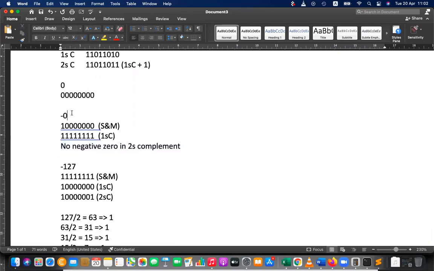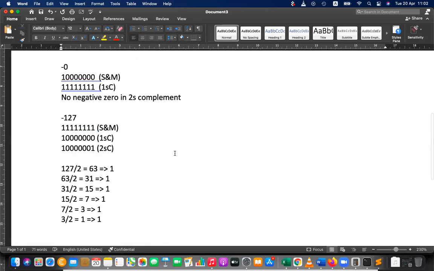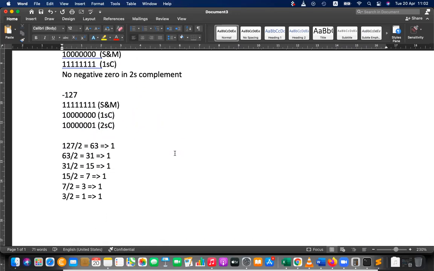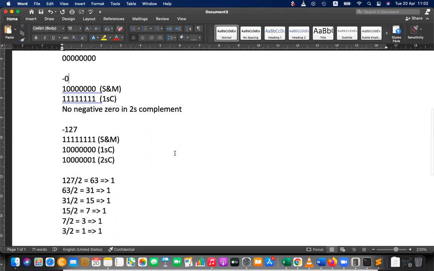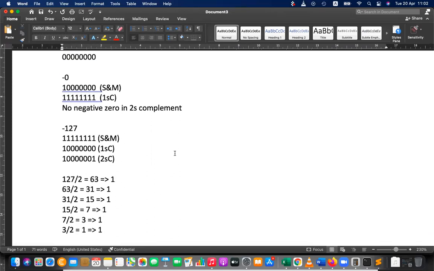Now you don't have negative 0. Instead, that is what you have. So whatever disappeared should be somewhere, no?